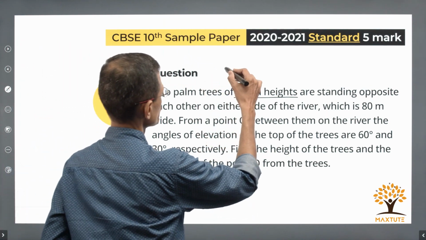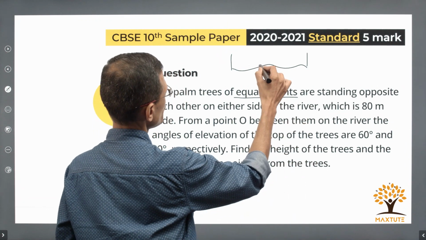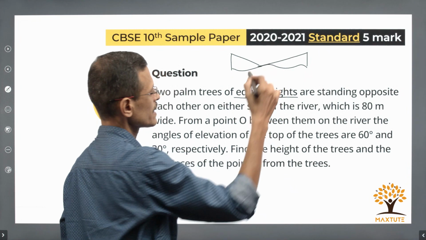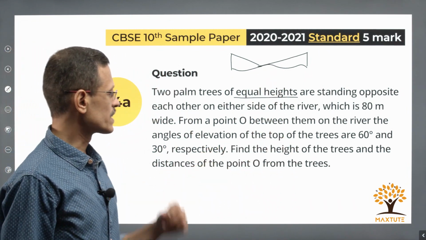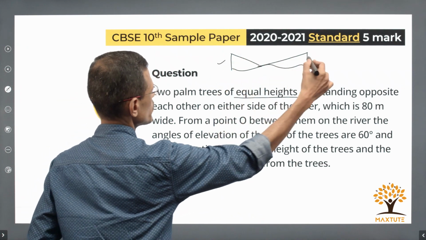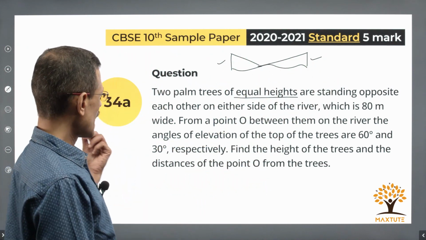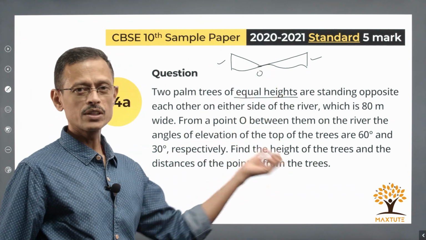We have a river which is flowing, the width of the river is this, we have two trees of equal height. From a point somewhere on the river, we are looking at the top of the trees and we realize that the angles of elevation are 60 degrees and 30 degrees. Find the height of the trees. Both the trees are of equal height, so whichever height you find, you get the height of the trees and the distances of the point O from the two trees, right?